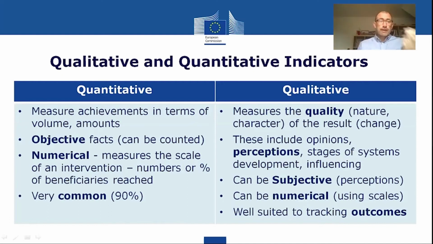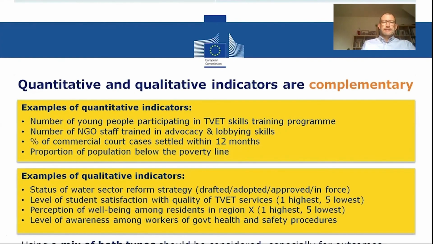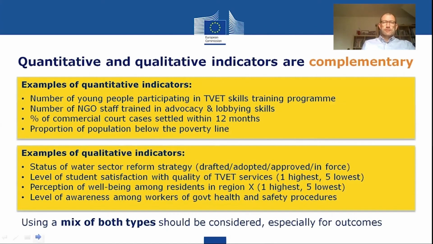So you then turn it into a numerical value, but it's still a perception which is being captured by that numerical value. And because of that, because qualitative indicators capture that perception of a change state, they are well suited to tracking outcomes. Okay, so there we go. So there's some examples of what qualitative and quantitative indicators look like, and they're complementary. And we would strongly advise that you try to mix.